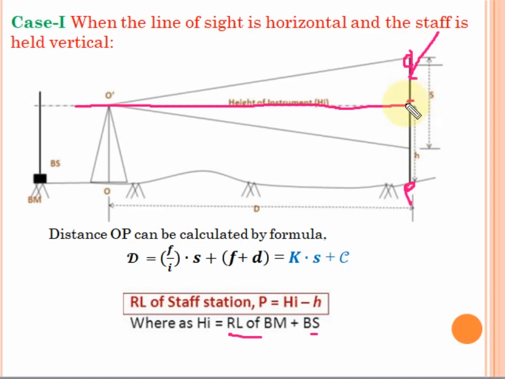which is the top reading, then this reading is the middle reading, and this is the bottom reading. This reading you have to get in the crosshair because stadia diaphragm are provided. So directly you have to bisect your object and read the upper, center and the bottom readings.